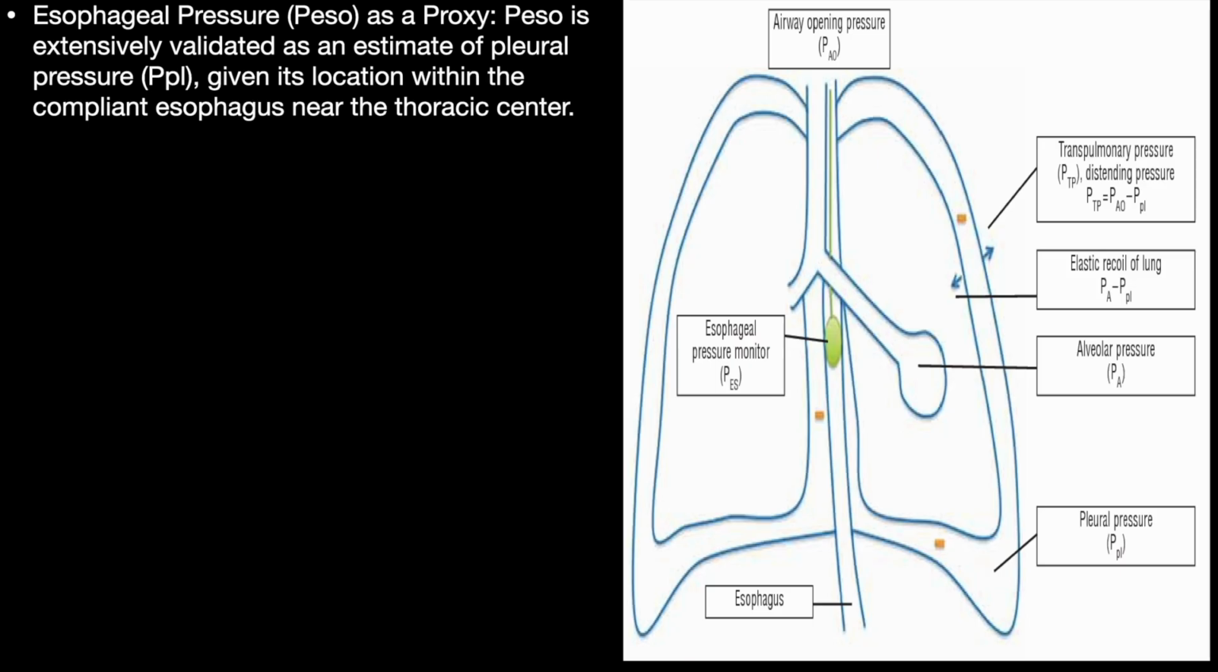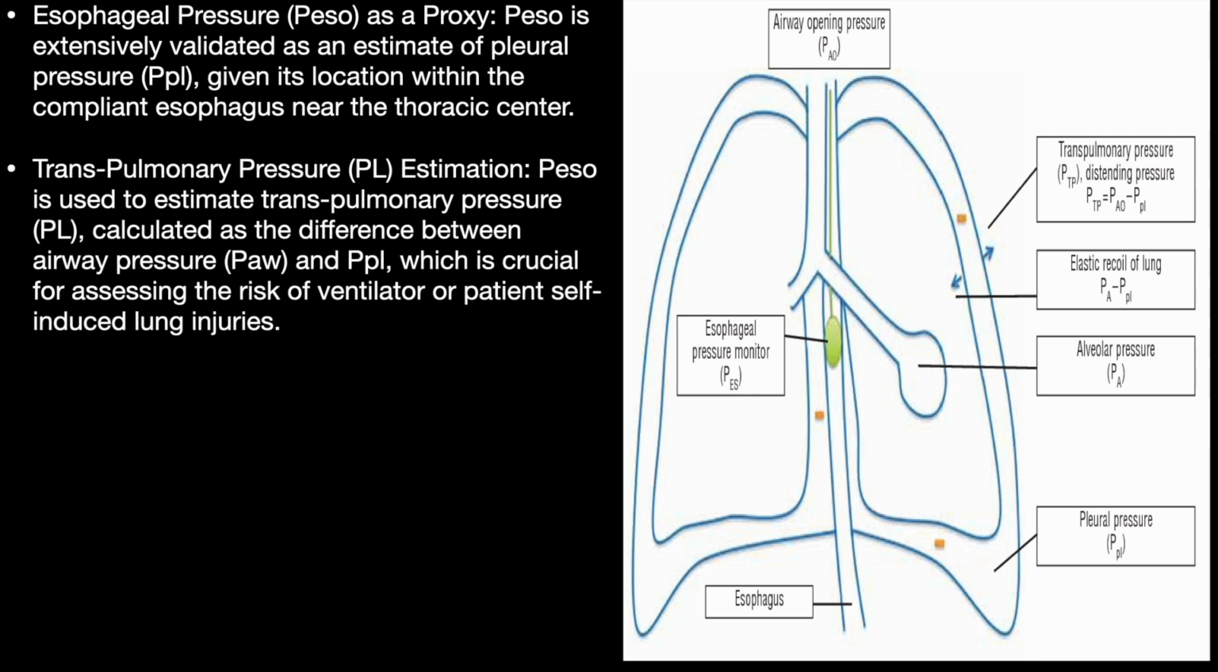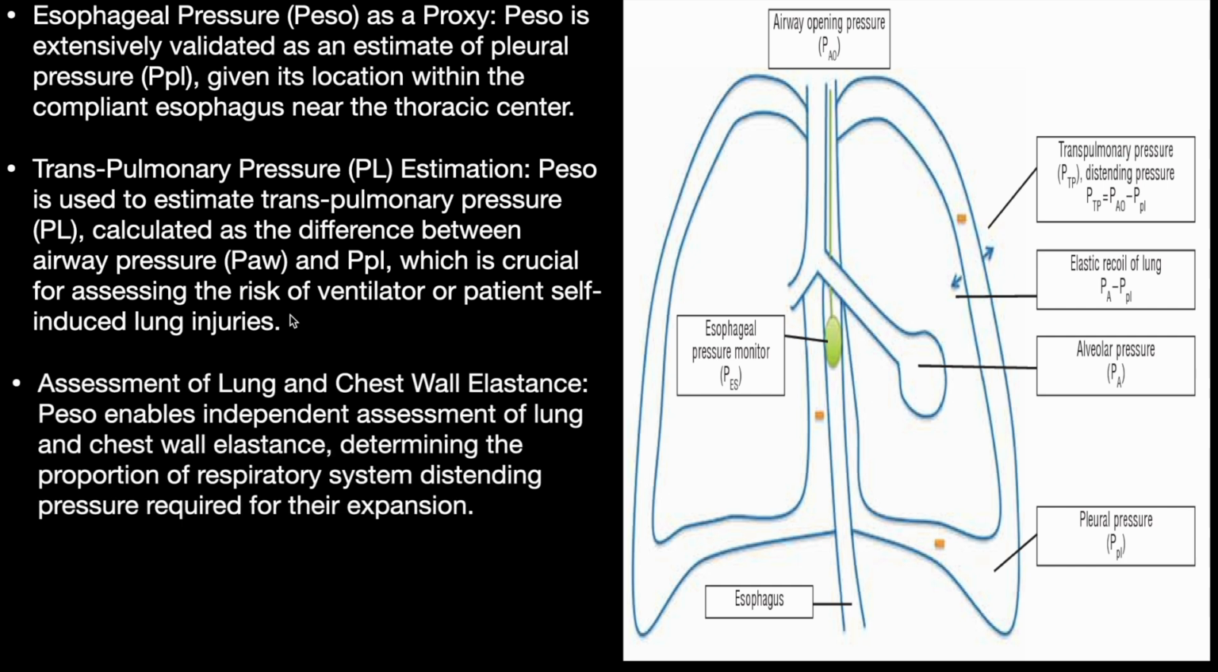Esophageal pressure is a proxy which has been extensively validated as an estimate of pleural pressure when it is located within the compliant esophagus near the thoracic center. Now, this is basically done to estimate the transpulmonary pressure, because with the esophageal pressure we can estimate the pleural pressure, and we can now calculate the difference between the airway pressure and the pleural pressure, giving us an idea about what is the transpulmonary or the distending pressure of the lungs.